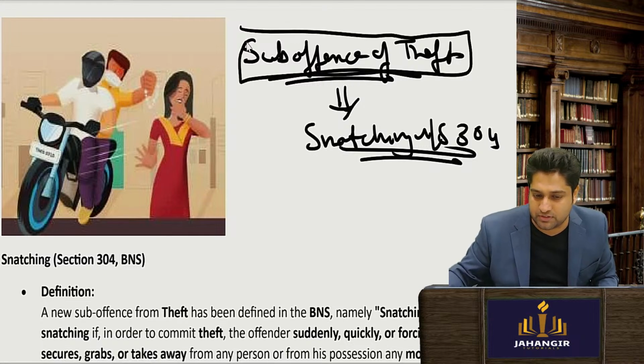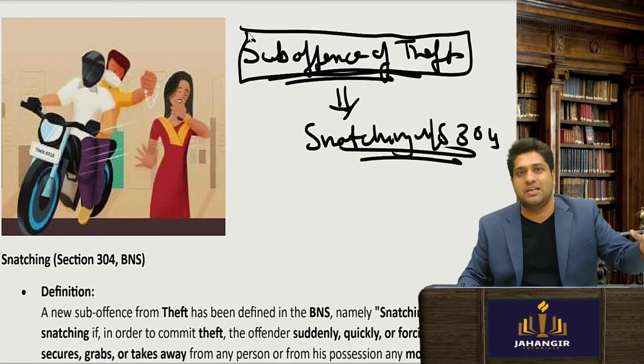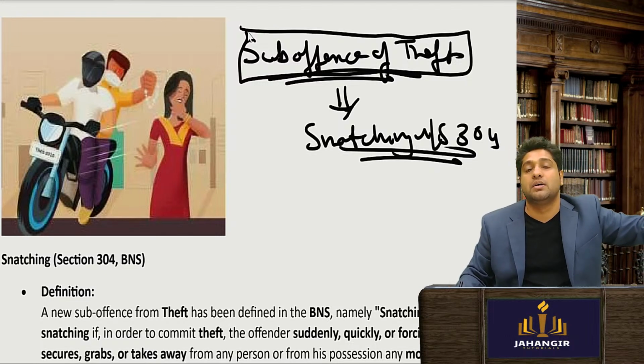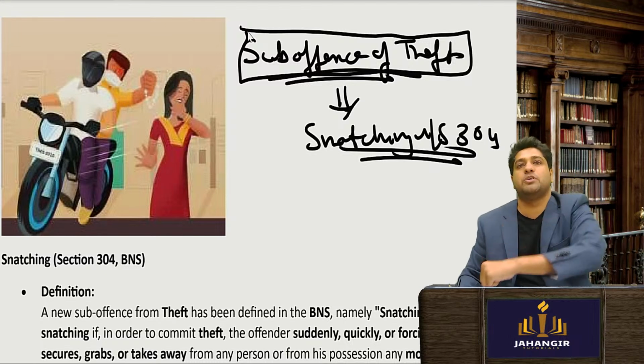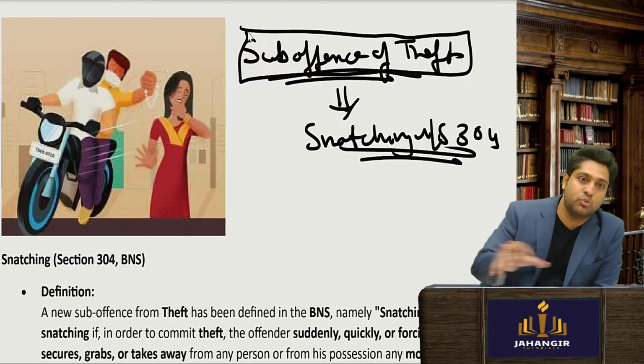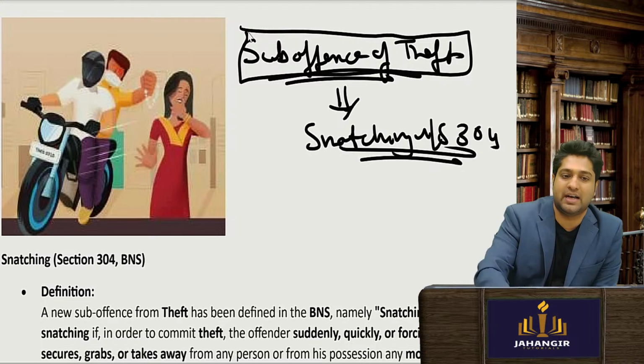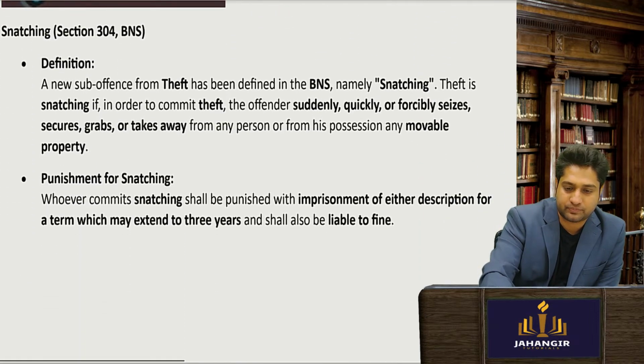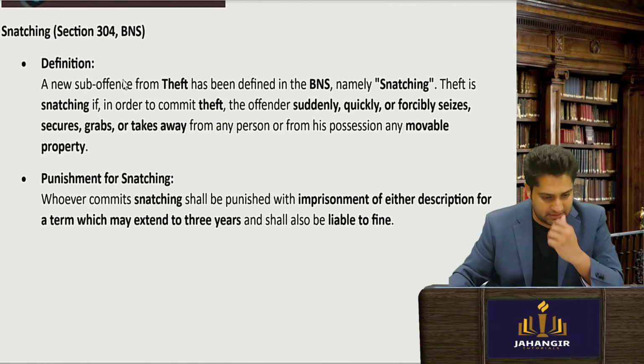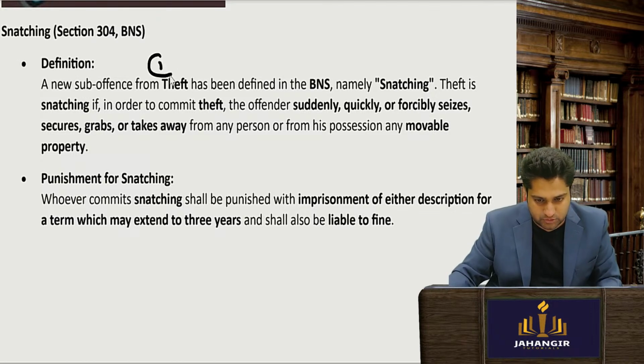You are doing theft only, from someone's possession you're taking dishonestly. You have the intention to dishonestly take movable property out of the possession of a person and then run away with it, which is covered as snatching. So snatching is a sub offense of theft. This is the first one.